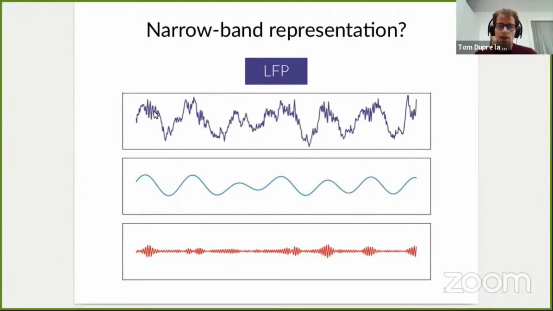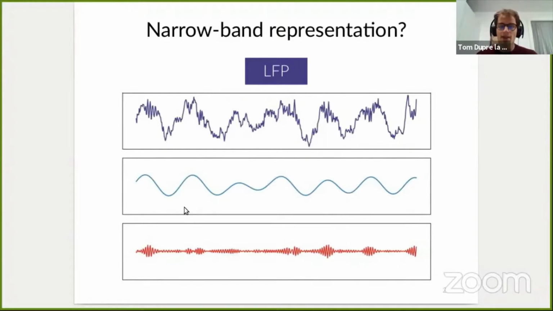But now you can ask yourself, is this the right representation for this data? And one thing that you can note is that these two are actually correlated, in the sense that every time you have a peak of the slow oscillation, you have a burst of the high oscillation. And this is known as cross-frequency coupling or phase amplitude coupling. And this is seen as a coupling because we decompose in this way these two frequency bands.